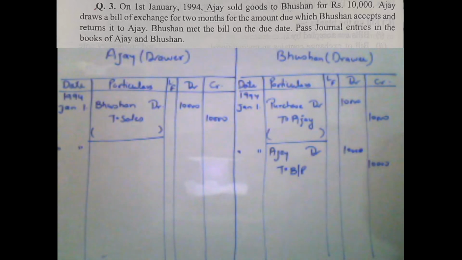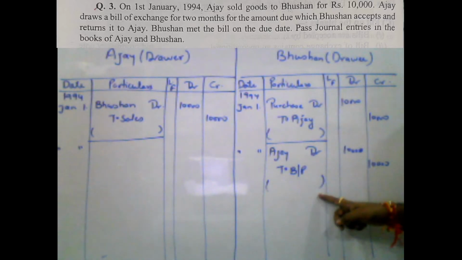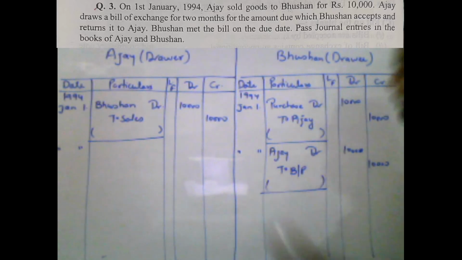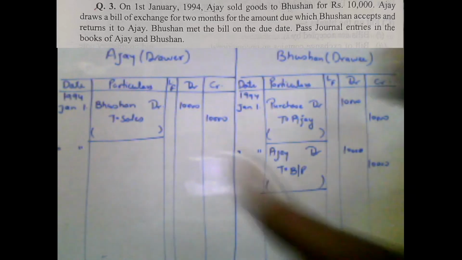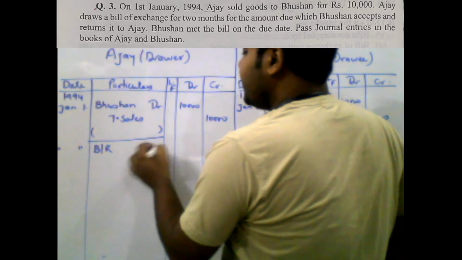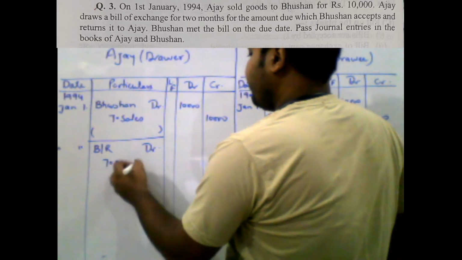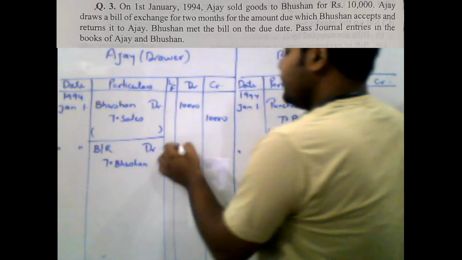Okay, and narration will be, you know very well, acceptance given for 2 months. How many months? That is 2 months. And who has received the acceptance? Ajay. When Ajay received it, the entry will be BR account debit to Bhushan, that is 10,000.